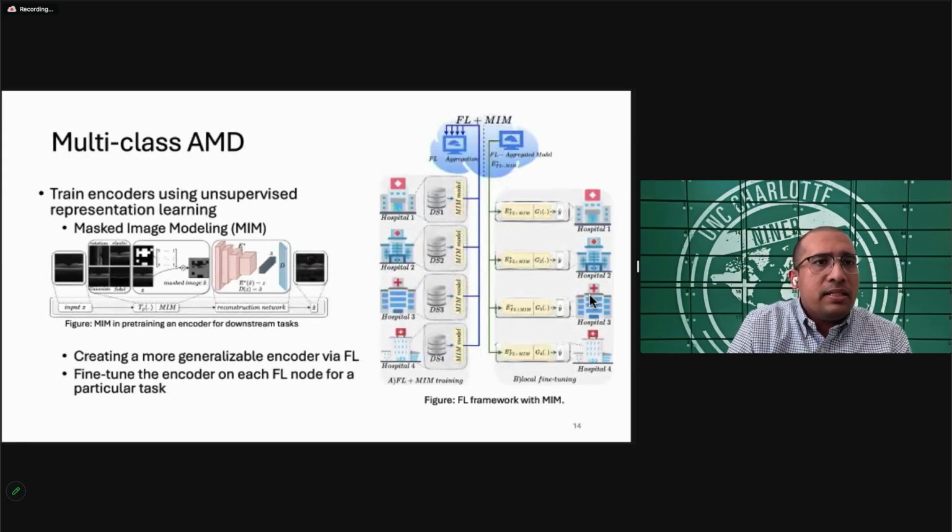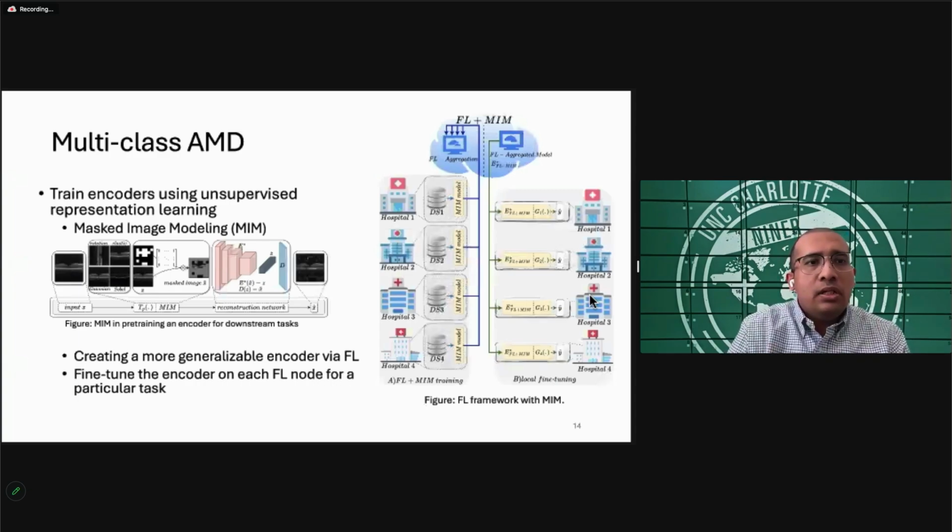The next project was basically using the same methodology for multi-class. Here, the challenge was that we didn't have overlapping labels in each institution. For example, I am doing a 5-class classification for 5 diseases or 5 stages of AMD. Not necessarily all the institutions have the same labels, and we didn't want to have that because that's the real life clinical scenario.